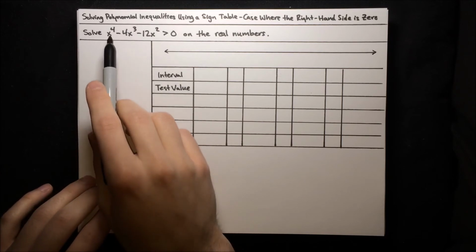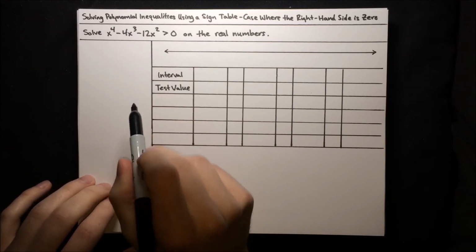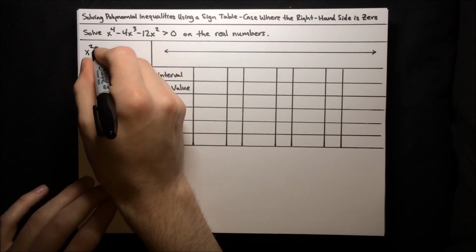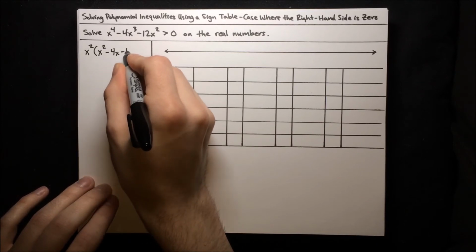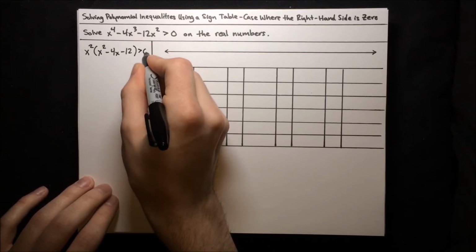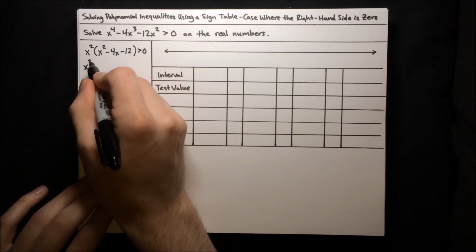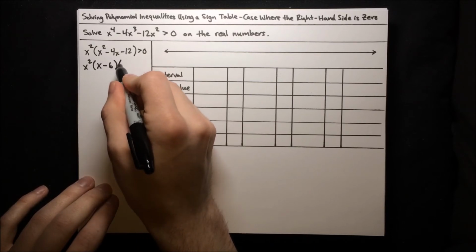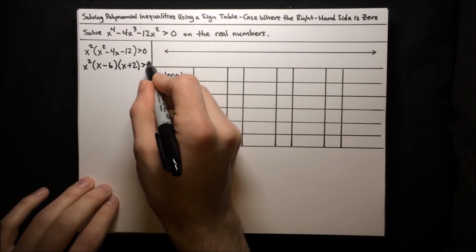Okay, so why don't we start off by factoring our polynomial so that we can actually find the roots. So we can factor out an x squared from everything. So x squared times x squared minus 4x minus 12 is greater than 0. And let's go ahead and factor that quadratic also. So x squared times x minus 6 times x plus 2 is greater than 0.